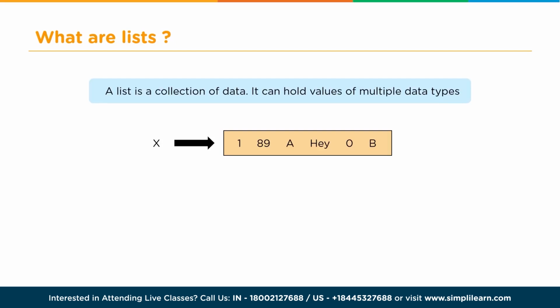Now, another important factor with lists are its indices. Every element in the list has a position, and this position is called an index. The first position in a list is always 0. So 1 is at index 0, 89 at index 1, A at index 2, and so on. So this means that the position of your last element would be the length of your list minus 1. So now that you know what a list is, let's move on to how you can create a list.